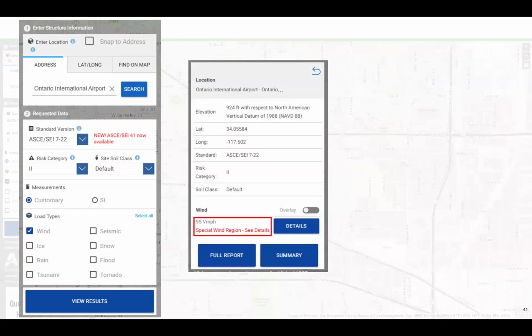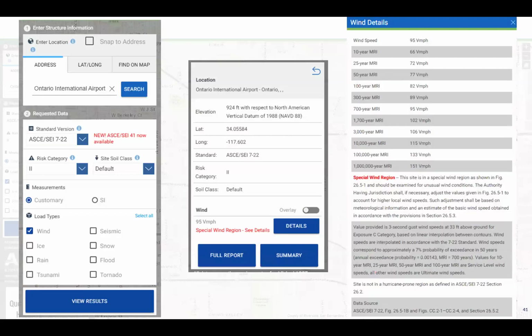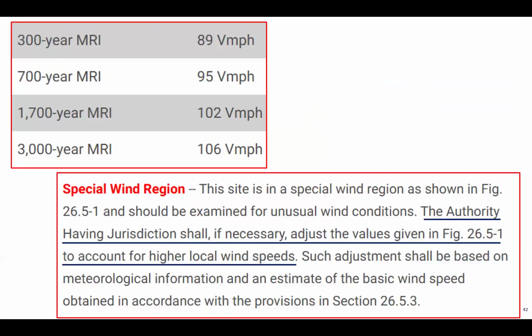Now, it gives you the contour, which is 95 miles per hour, but it also says, hey, you're in a special wind region, right? So it flags it, and it says see details. So if you click details, here's what details say. Again, it gives you the wind speeds, but it also gives you a warning, hey, you're in a special wind region. And it says, authority having jurisdiction shall, if necessary, adjust the values to account for local higher wind speeds.